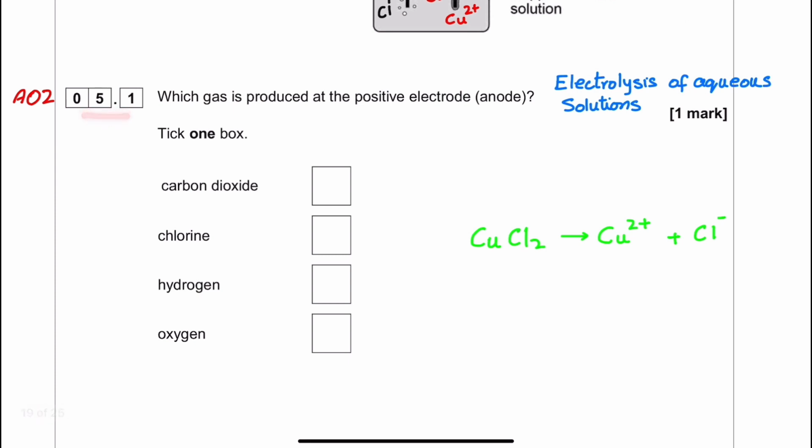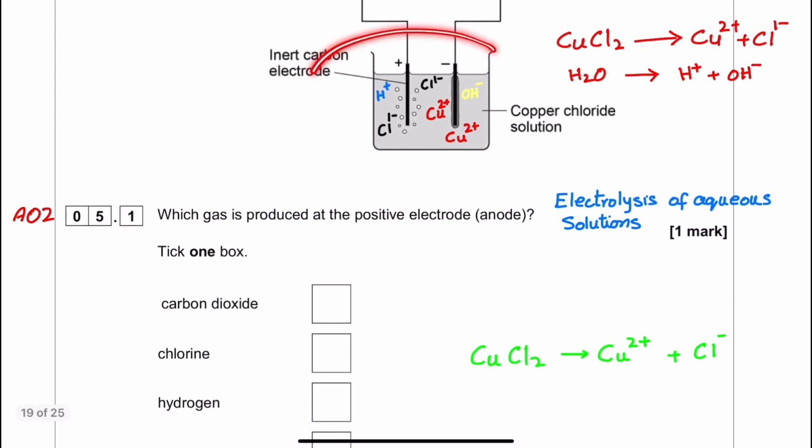5.1 is an AO2 question. The student needs to use the information given here in electrolysis. Which gas is produced at the positive electrode, meaning anode? This is the anode. We can see that it is positive, so the negative ions are moving toward the anode. Cl- will move towards the anode, and OH- is carrying negative charge, so it also moves towards the positive anode.